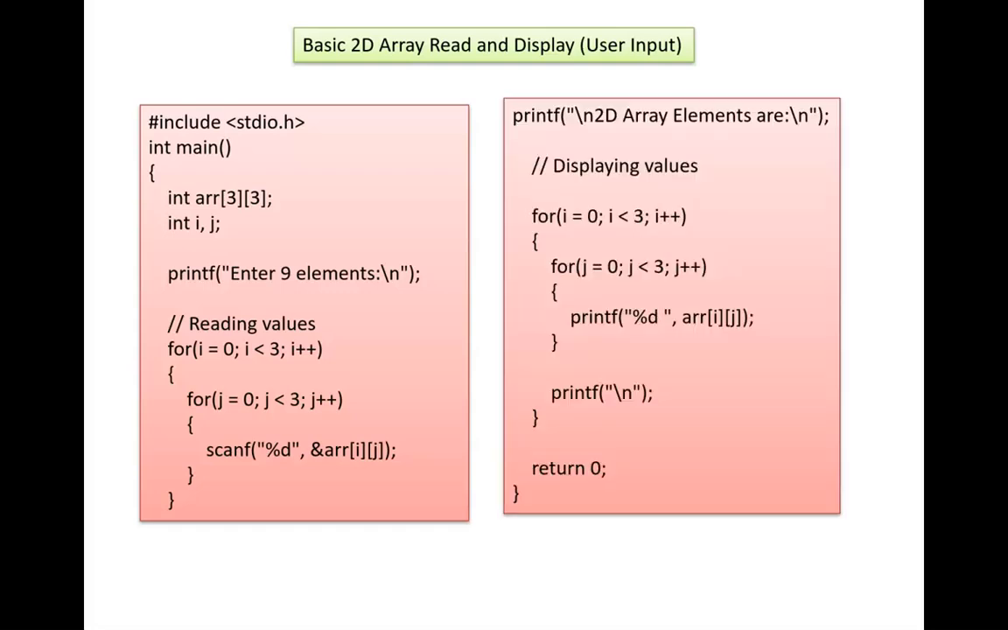I'm going to print or display these 9 elements. How should I print them? Use the nested for loop again. For i equal to 0, i less than 3, i plus plus; for j equal to 0, j less than 3, j plus plus; printf %d, arr[i][j]. So now all 9 elements will be displayed. This is a very simple example to understand how to read and display elements of a two-dimensional array. Fine, let us move on.